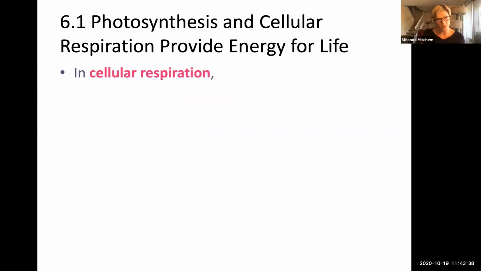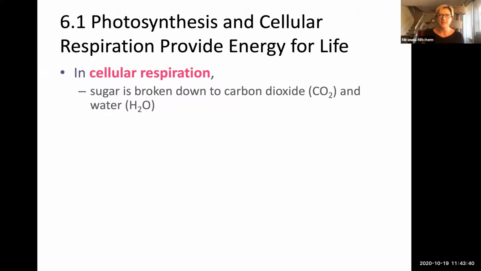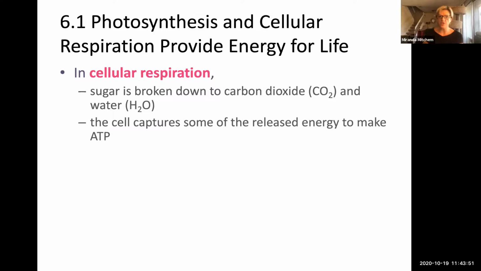Now, cellular respiration is the opposite pathway. So here, sugar is broken down into carbon dioxide and water. And the cell is able to generate energy through that process. It uses some of this released energy to make ATP. Recall that the generation of ATP, making it, takes energy.